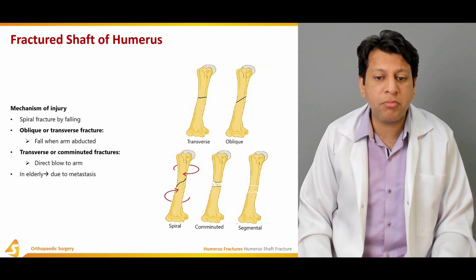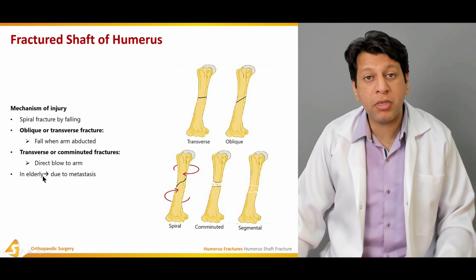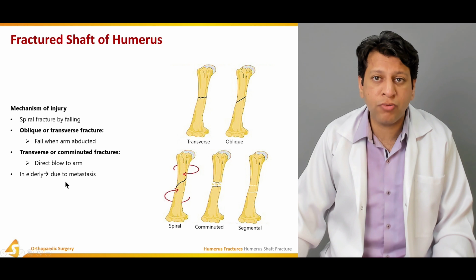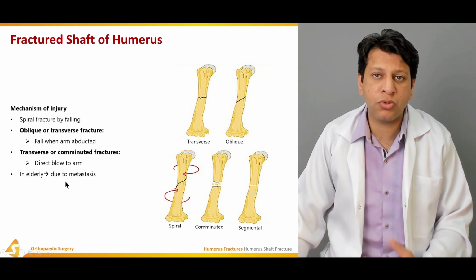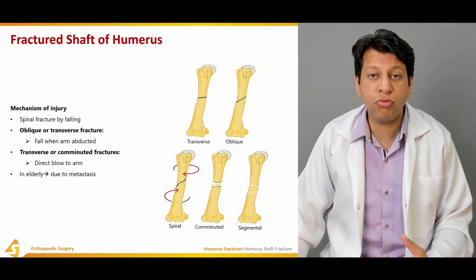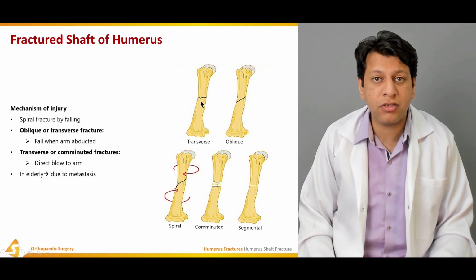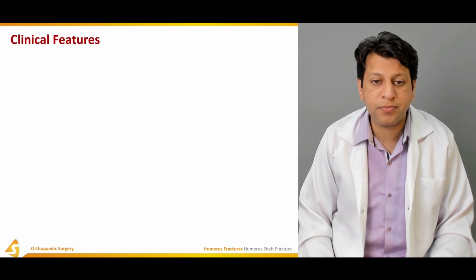In the elderly, a transverse fracture may be due to a pathological lesion, for example metastasis from some kind of secondary carcinoma, or it could be associated with multiple myeloma, resulting in pathological fractures of the humerus shaft.